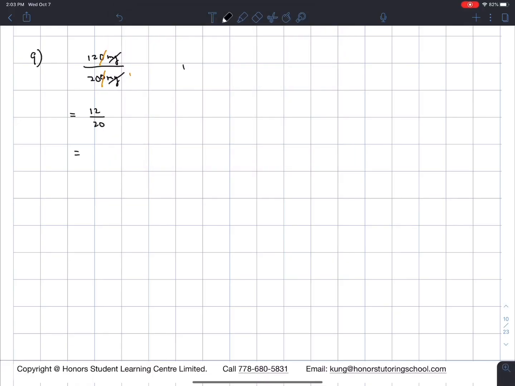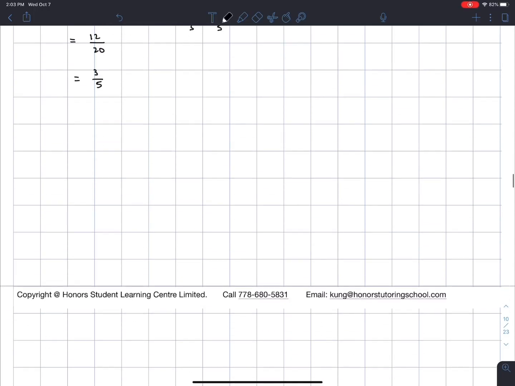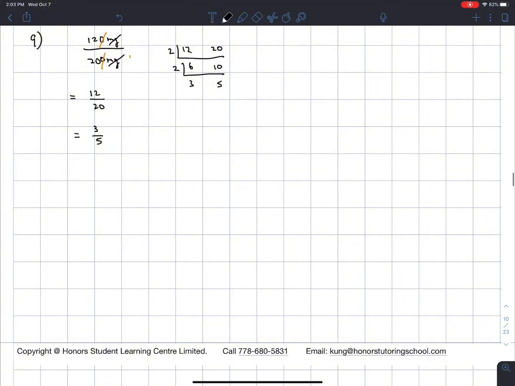And to simplify this, I will once again use repeated division. Divide both of them by 2. Divide both of them by 2 again to get 3 over 5. So now I can answer the question. I can say the child should take 3 out of 5 of this pill.